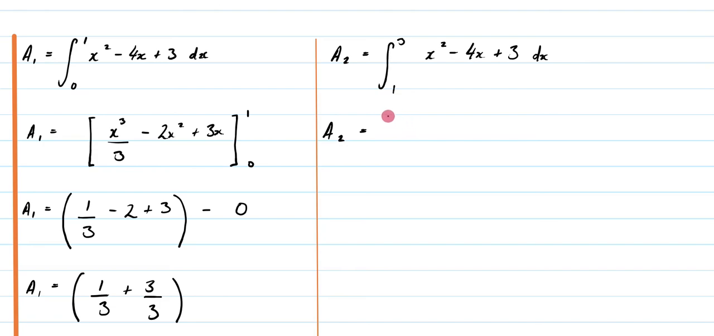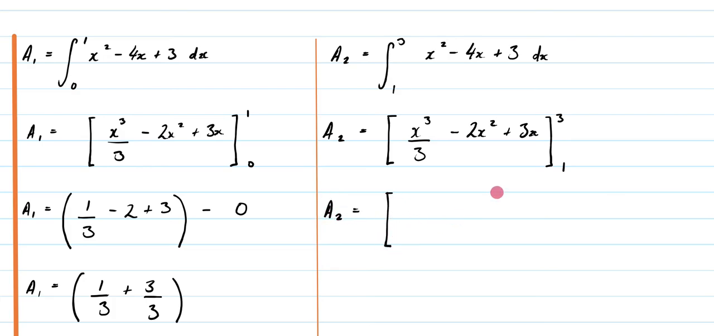So A2 is going to be equal to, do I want to cheat here? No, let's do it step by step. So I'm going to get the same antiderivative. We know that. So it's going to be this, minus 2x squared plus 3x. Close that off. And this is going to be 3 and 1. And now A2 is going to be equal to, I'm now going to sub 3 into this. That's going to be 27 over 3 minus, this is going to be 3 squared is 9.